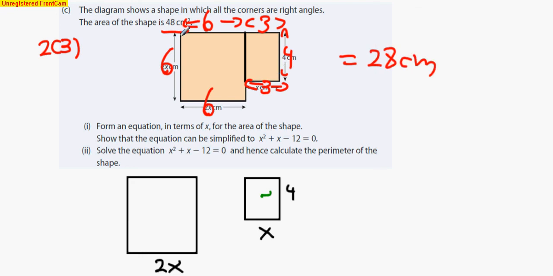Okay, because the perimeter is when you travel around the full outer edge. It's basically doing a lap of the shape. Okay, so that concludes the end of the first video.